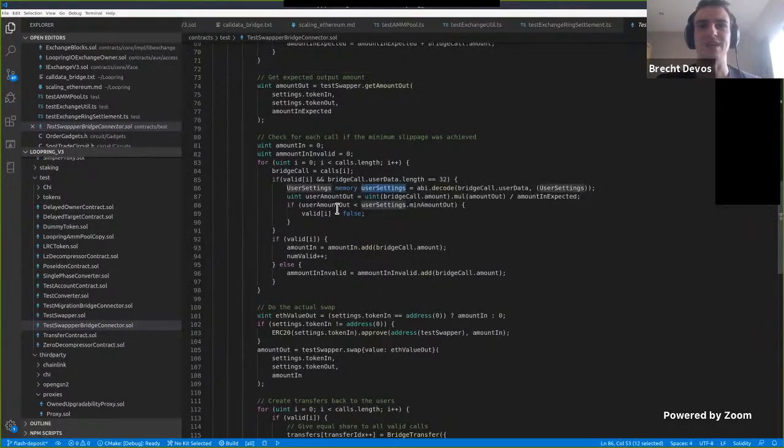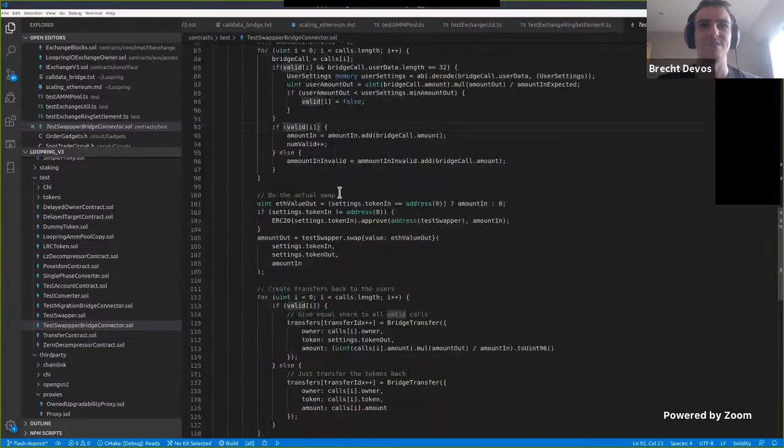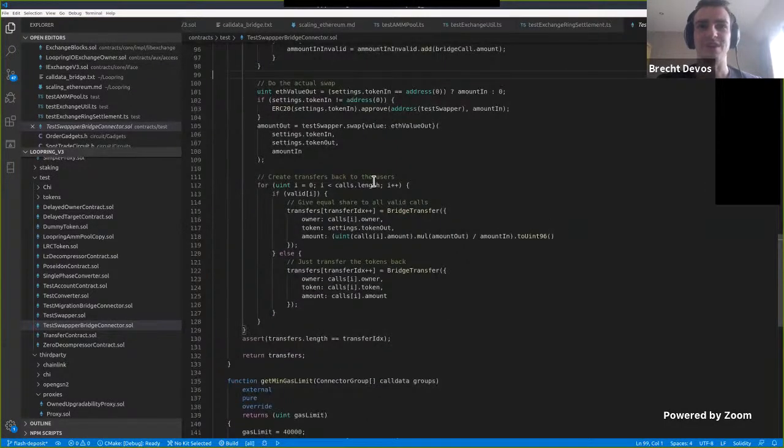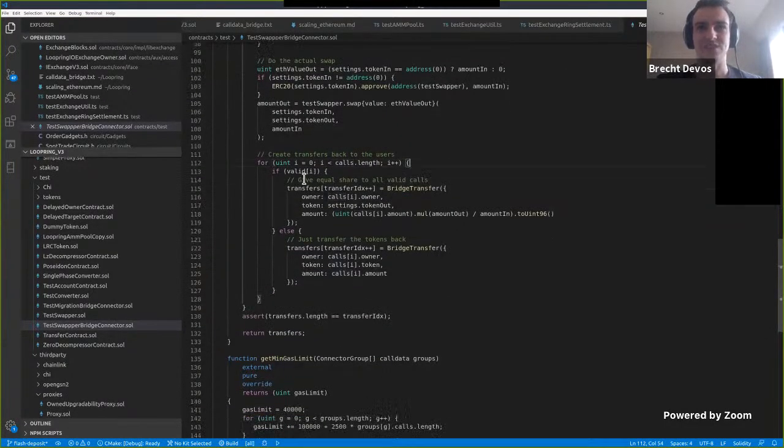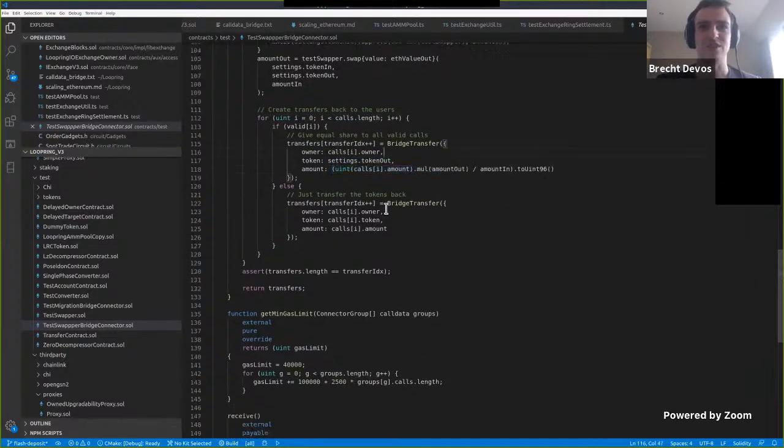If the amount that is received by the user is less than expected, then we won't do the trade for that user. We just skip it and we return the user's initial funds instead of the swap token. So we check if it's valid. If it's valid, then we actually do the swap here with the funds from users that achieved the minimum slippage. Then we run over all the transfers. If the swap was successful, we transfer the new token out with the new amount that was exchanged. But if it's not valid, we just return the amount that the user transferred to the bridge.